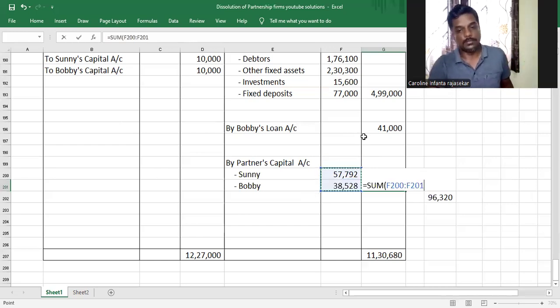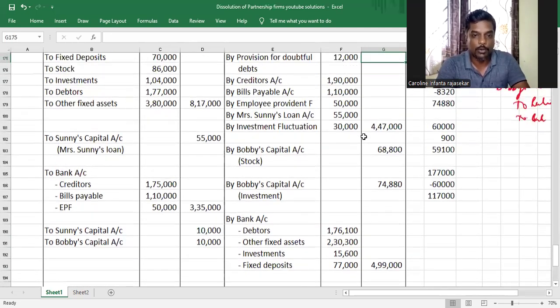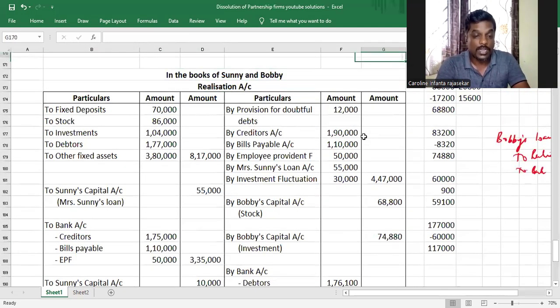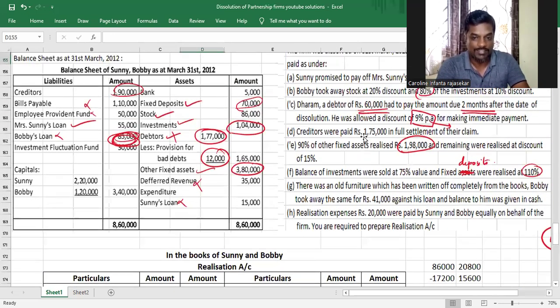So the total loss of 96,320 has been accounted for. This is a beautiful question, my dear children. It almost talks about all the adjustments except for one, workman compensation reserve. I promised to solve that also, but I'm running out of time here. So I'm going to do that next. I'll do it along with all the other one-word questions videos that I will be doing.